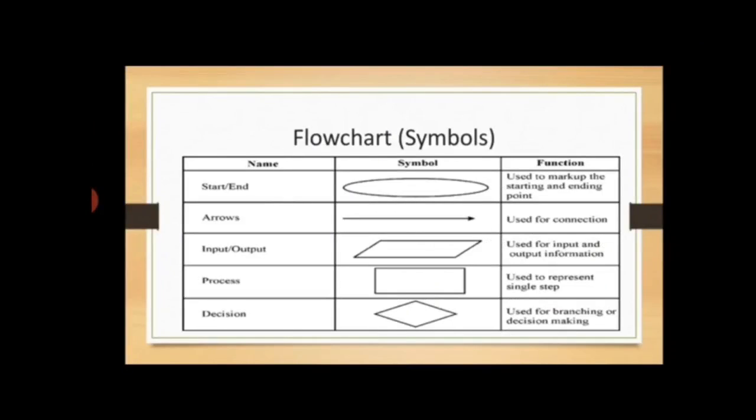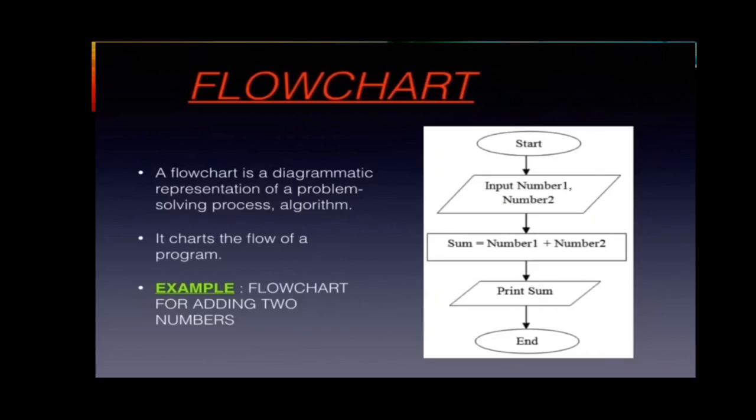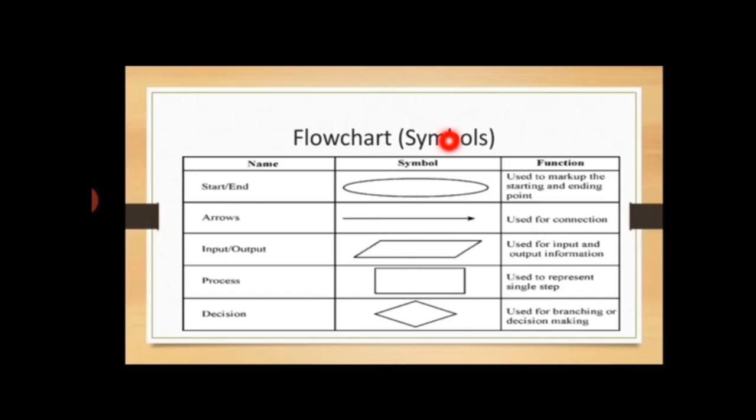Now student, I will show you the symbols which we use in a flow chart. The first one is start and end. You can see the symbol. This is called oval, or we can say rounded rectangle also. It is used to represent start and end of the flow chart. The second one is arrow. Arrow is used for connection, or to indicate the flow of control by connecting the different symbols.